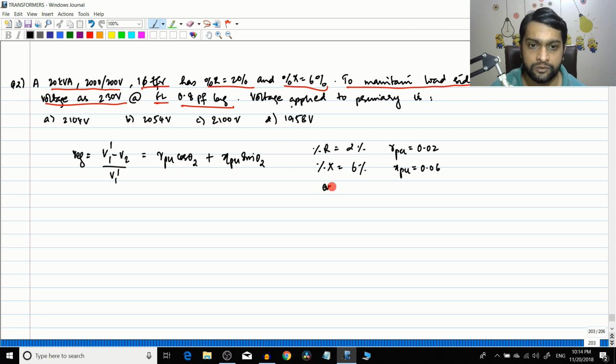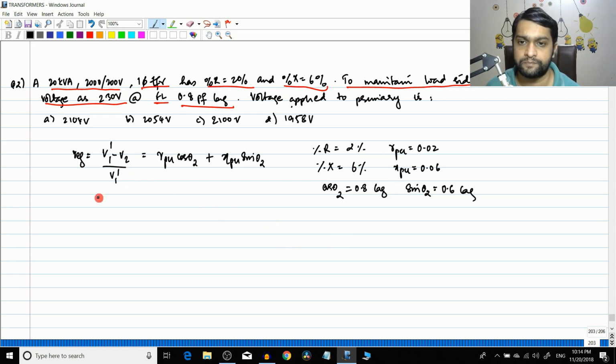The cos theta 2 is given to be 0.8 power factor lag. So 0.8 power factor in the lagging condition means cos theta 2 is 0.8 and sin theta 2 is 0.6. All these results are very important. If cos theta is 0.8, sin theta is 0.6. You can memorize these by practicing questions continuously, so you don't have to waste time here.